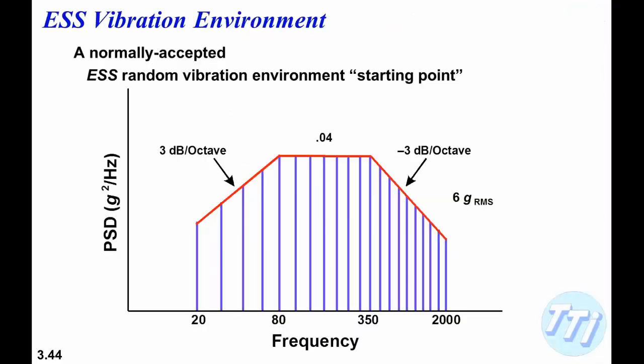Okay, so what kind of a spectrum do you subject your specimen to? Well, this is a MIL-SPEC spectrum, and I've forgotten where it came from. But anyway, this is a PSD, power spectral density, as a function of frequency. It is low below 20 hertz, rolls up at 20 dB per octave to 0.04 G squared per hertz out to 350 hertz, and then rolls off at 3 dB per octave. This is a 6G RMS excitation.